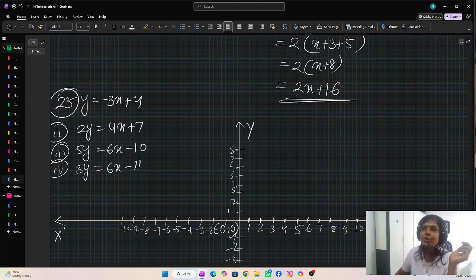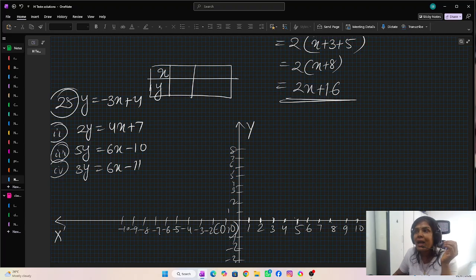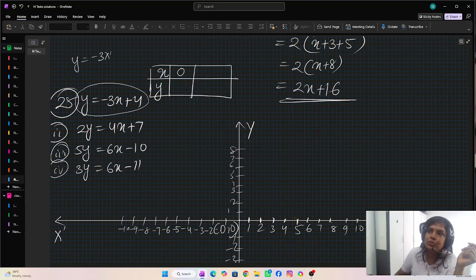Just give attention. The first equation says y is equal to -3x plus 4. For the first equation I am drawing a box. In this box we will write x and y, and we will assume the x value as 0 and find out the value of y. If x is equal to 0, then y becomes -3 into 0 plus 4. So -3 into 0 becomes 0, y becomes 4. So x is 0, y value will be 4.